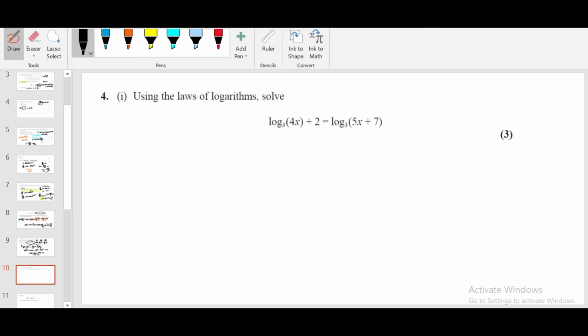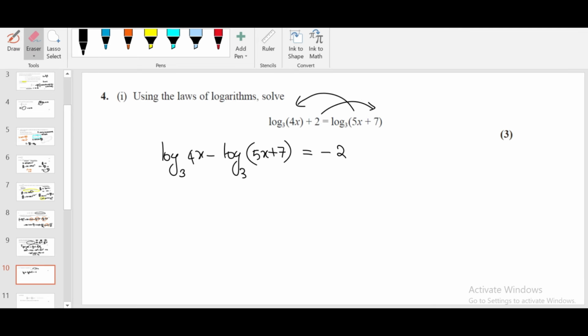The first step in solving a logarithmic equation is to collect all the logarithms to one side of the equation. Log 4x minus log (5x plus 7) is equal to, bring the numbers to the other side, negative 2. Make sure all the logarithms have the same base. They need to have the same base if you want to apply this method. So you have log a minus log b, you can write it as log a over b. That's the second step, writing them in a single logarithm.